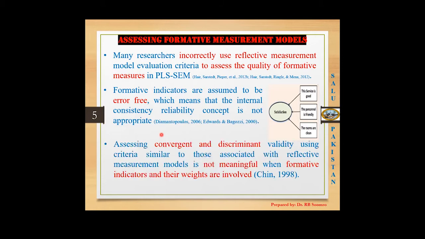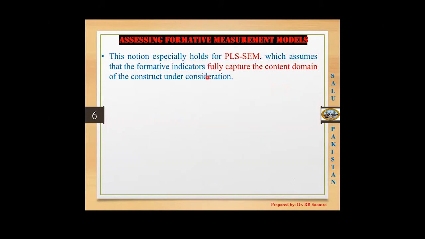Then we are also required to compute the validity. We divide validity into convergent validity and discriminant validity. Using the criteria associated with the reflective measurement model is not meaningful when formative indicators are there and their weights are involved. Assessing convergent and discriminant validity using criteria similar to those for the reflective measurement model is not meaningful, especially for PLS-SEM, which assumes that the formative indicators fully capture the content domain.